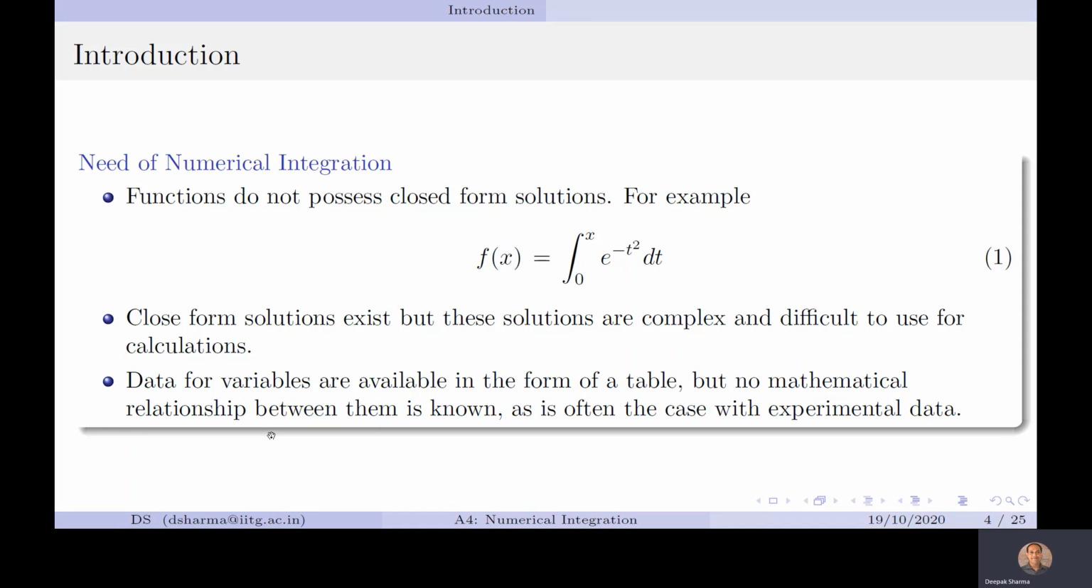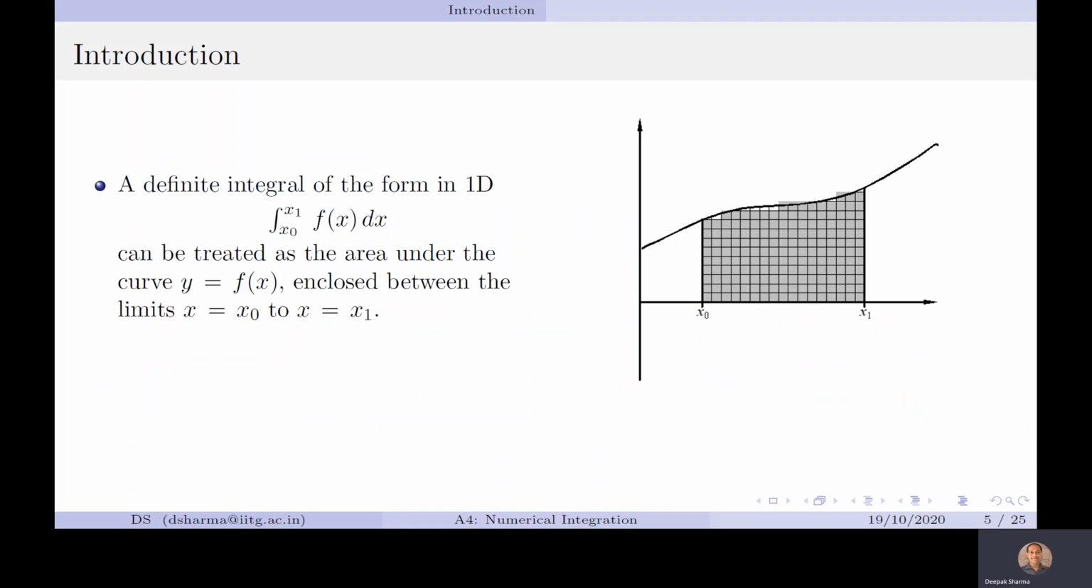The third case could be that data for variables are available in the form of a table, but no mathematical relationship between them is known, as is often the case with experimental data. So when we have experimental data and want to integrate it, we are going to use numerical integration.